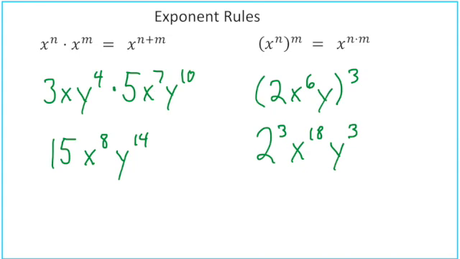But 2 to the 3rd is small enough that we can actually go ahead and calculate that. And 2 to the 3rd would be 2 times 2 times 2. Our final answer should be 8x to the 18th, y to the 3rd.